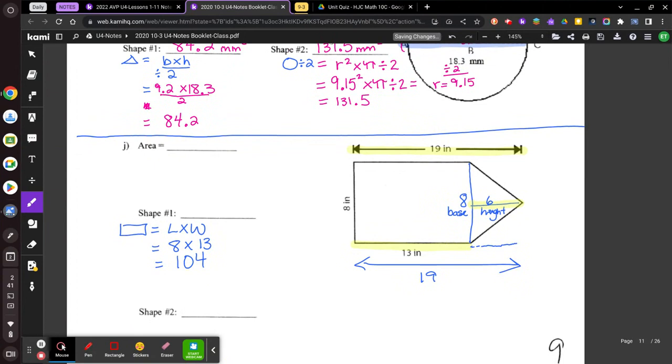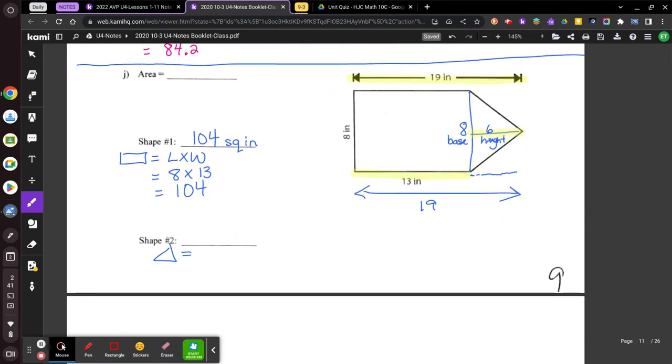Shape 2, so 104, and that's squared inches. And now I got to do the other piece. So I've got to do my triangle. And my triangle is base times height, divide 2. My base and height are 8 times 6, divide 2. Well, that's going to give me 48 divide 2 is 24 squared inches.